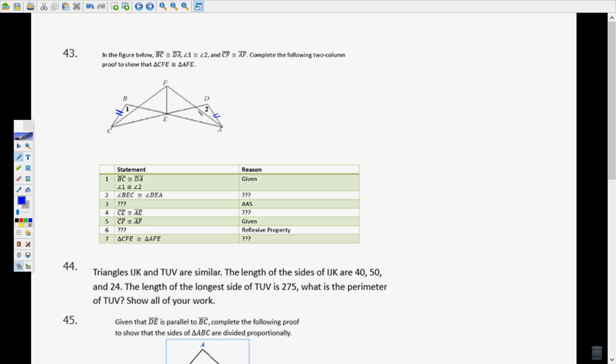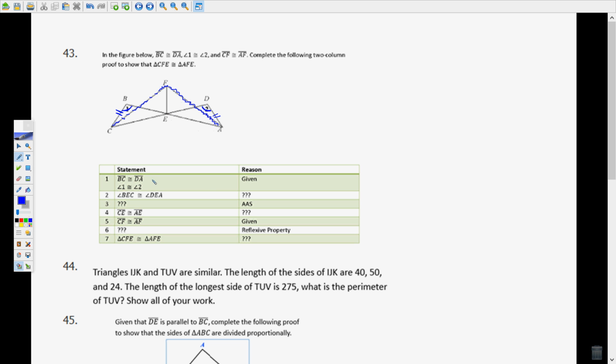Got it. Angle 1 is congruent to angle 2. Then it says CF is congruent to, I'm going to mark that. This one here, I'll squiggly it, is congruent to AF. So the two squigglies are congruent to each other. And they are trying to prove that CFE is congruent to AFE. Kind of looks like a hang glider when you put them together.